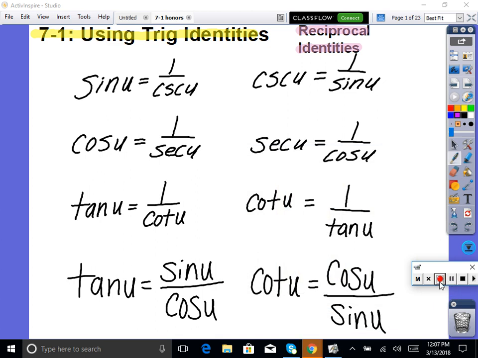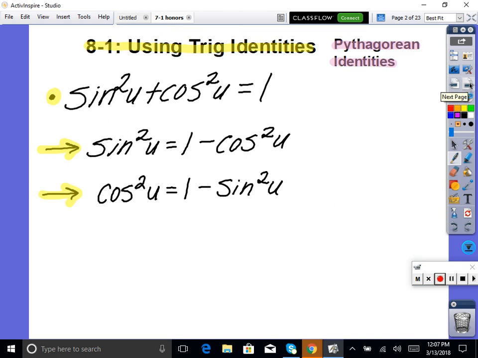New identities. So everybody look at your papers. You don't have to write this down because you have this on your paper that you picked up by the door. So we already know all of these ones. We know the reciprocals, and then we know that tangent can be sine over cosine, and then cotangent can be cosine over sine. Then remember that sine squared u plus cosine squared u equals 1.